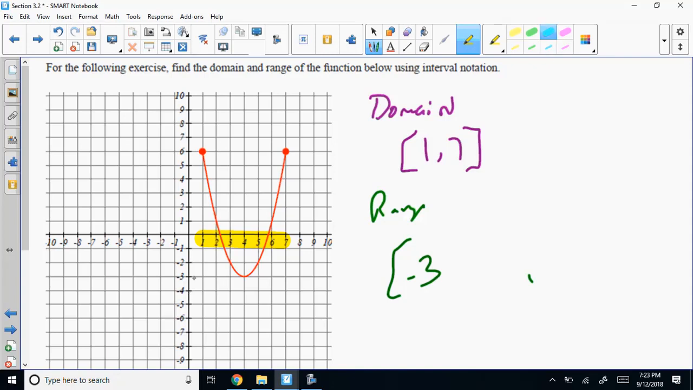If you were to give that ordered pair, would it be there? Is that a point on the graph? Is -3 a point? Yes, ma'am. So therefore, I would. Now, how high does it go? 6. Is 6 included? Yeah. Okay. Questions?